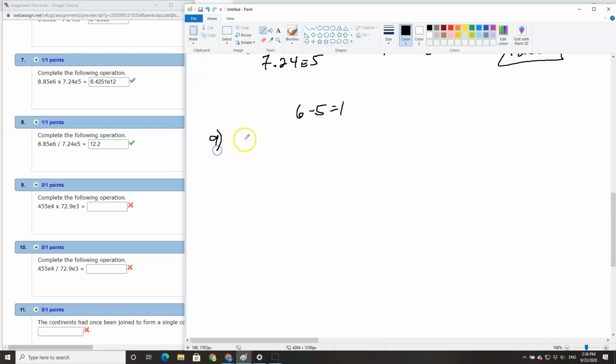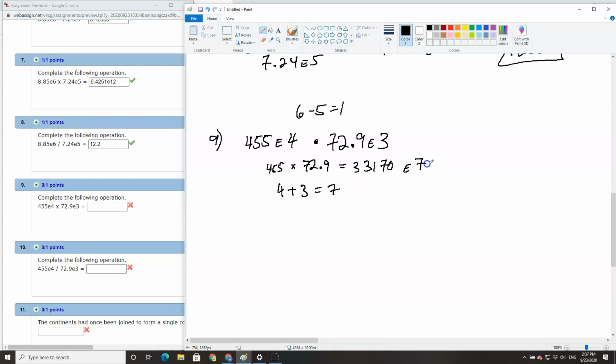Number 9. Even though these numbers are not properly expressed in scientific notation, that doesn't matter. You're still going to follow the same procedure. So 455 times 72.9 gives you 33170. The exponents, 4 plus 3 is 7. So I can put an E7 here. I have to move the decimal place 1, 2, 3, 4 spots. So 3.32 E11. Notice I rounded to 3.32.